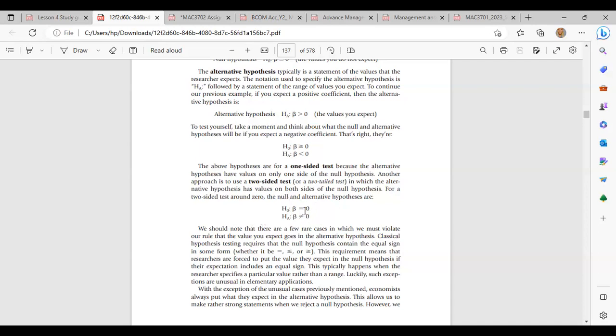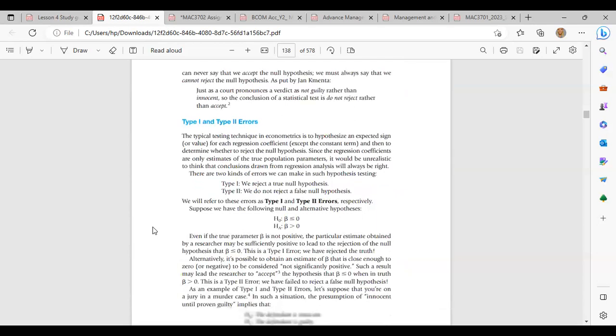Your null hypothesis, which is the value that you do not expect, is that your beta is equal to 0. In other words, you do not expect that there is no relationship between the two variables. That's what we are saying in essence. And then the alternative hypothesis: you expect that beta is not equal to 0. So in other words, beta can either be greater than 0 or less than 0. It can either be positive or negative. That's what we are basically doing there.